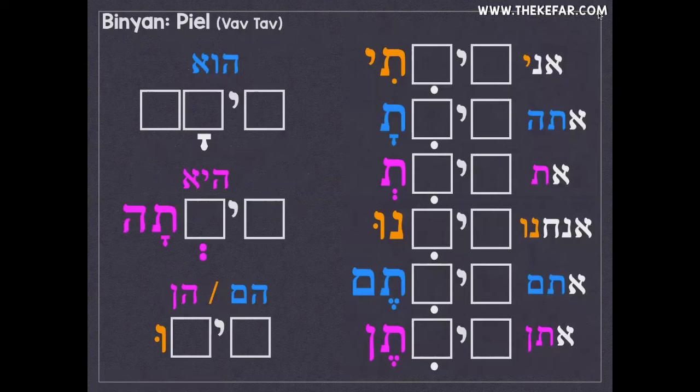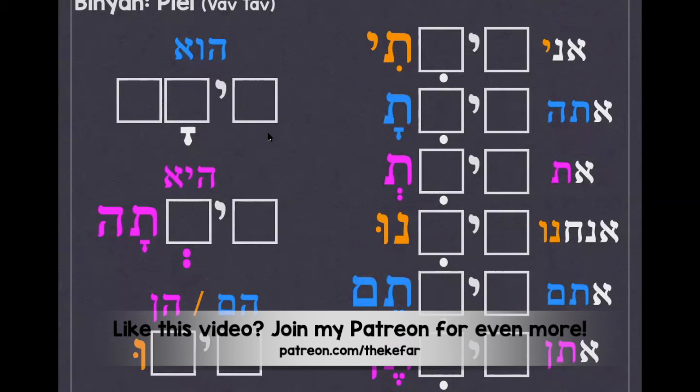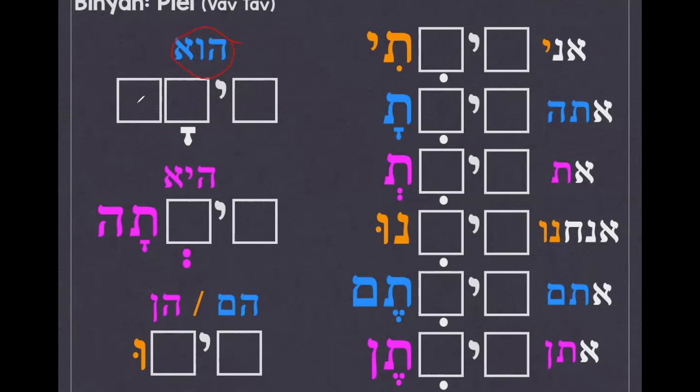So now we are going to look at Vav-Tav verbs, okay? And this one is, I would say, the most different, or the conjugation pattern is the most dissimilar to the other conjugation patterns that we've done so far. I don't know if that makes sense, the most dissimilar, but you get what I'm saying. So one thing to point out is that the only pronoun where all three of the letters appear is for hu, okay, meaning he. So here you see the three boxes for all three letters of the shoresh. For all of the other pronouns, you'll see that there are only two boxes.